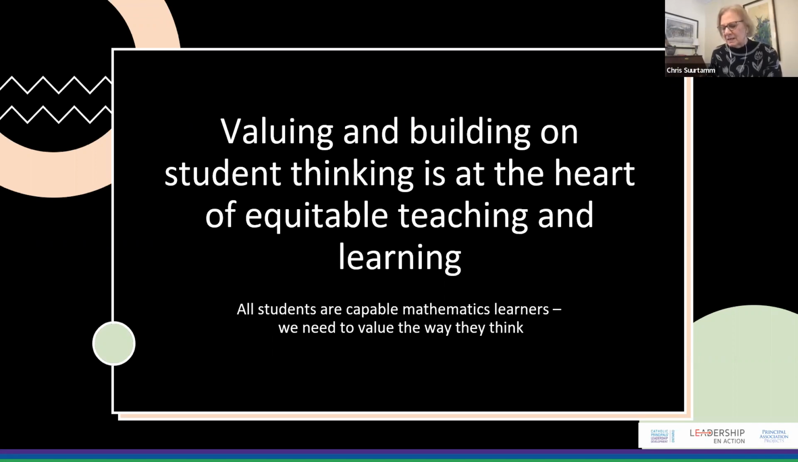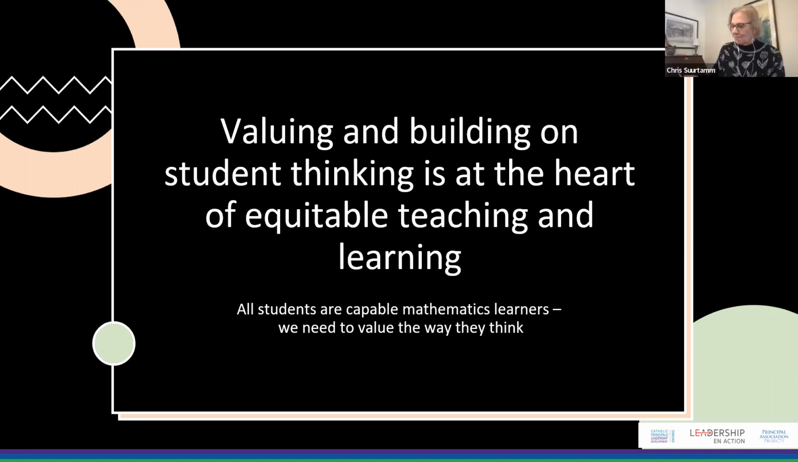I just want to emphasize that really valuing and building on student thinking is at the heart of equitable teaching and learning. When we say equitable, we really do mean culturally relevant pedagogy, pedagogy that takes into account the diversity we have in the classroom. Diversity in grade 9 can be size, maturity, intellectual maturity, all kinds of things, because it is such a great period of transition. The whole point is that all students are capable mathematics learners, and we need to value the ways in which they think and support that. I think we really can do that through assessment.